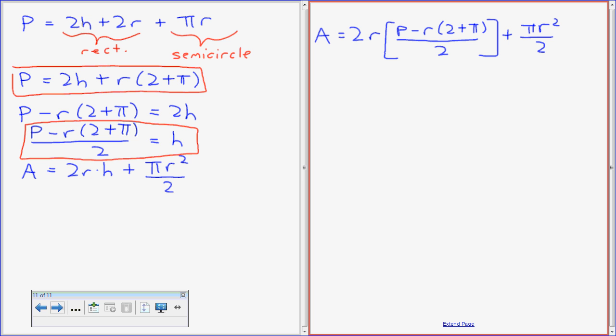So when will we take the derivative of it? It's going to cancel out right now. I'm going to foil that bracket in right now, because the 2 and the divided by 2 are going to cancel out. So I'm just going to call it A equals RP minus r squared times (2 plus pi) plus pi r squared over 2.